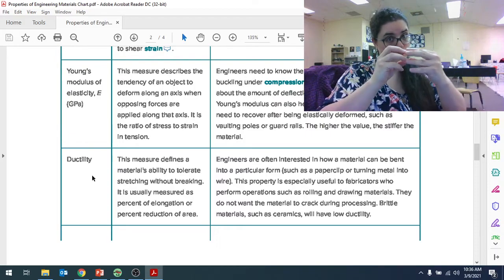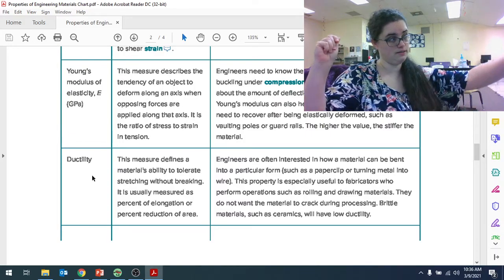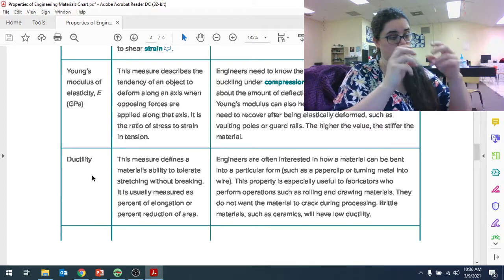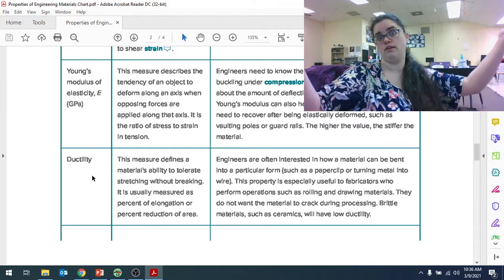Ductility is, can I stretch it out, make it skinny? If you pull on a piece of chewing gum, that stretches pretty far. If I were to pull on a piece of chicken, it doesn't stretch very far.